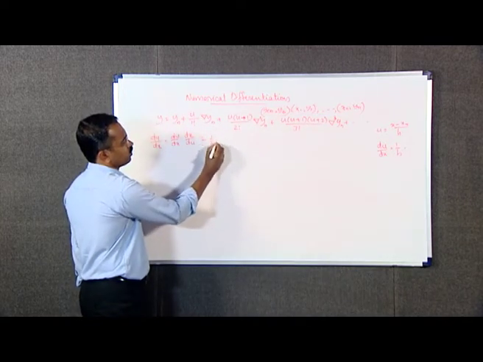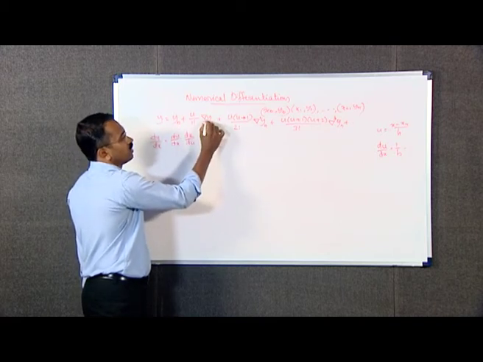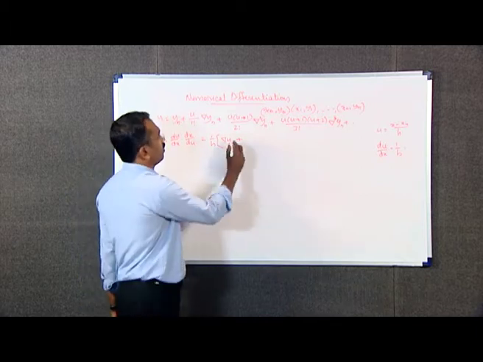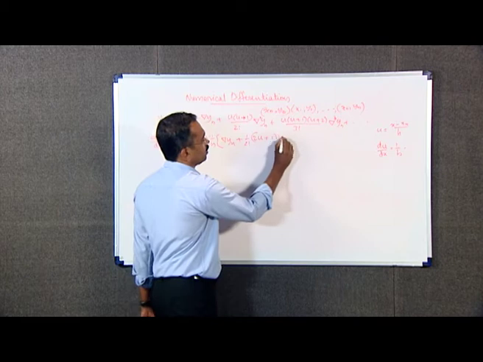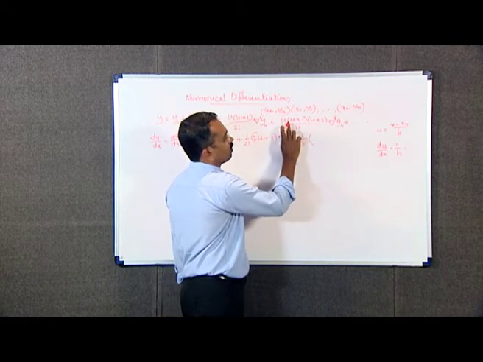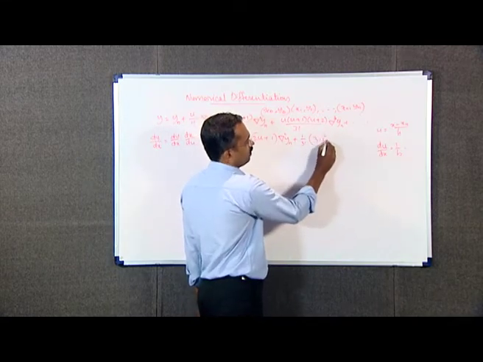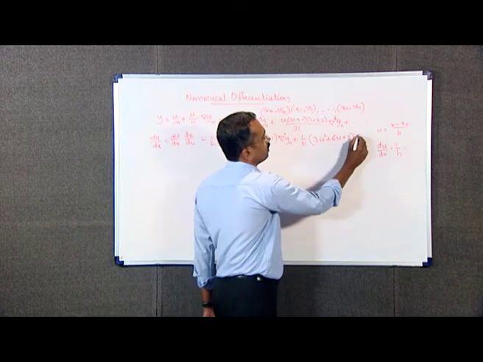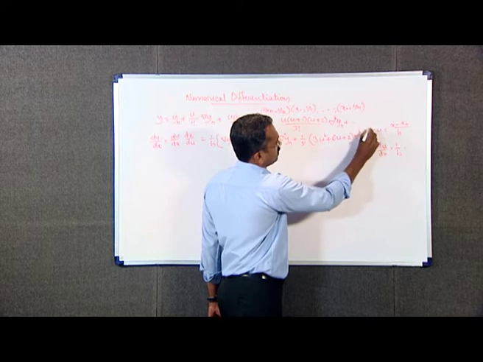Therefore, this is equal to 1 by h into yn is a constant, therefore, derivative is 0. Derivative of u is 1, 1 by 1 factorial is 1. Therefore, del yn is a constant, plus here u square plus u, the derivative is 1 by 2 factorial into derivative of u square is 2u plus derivative of u is 1 into del square yn plus next is 1 by 3 factorial into, here we use the product rule of differentiation. We get 3u square plus 6u plus 2 into del raised to 3 yn. Plus etc.